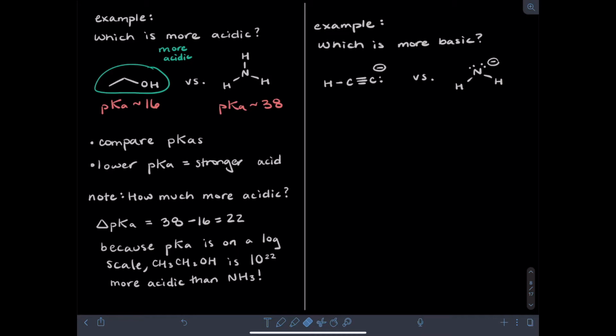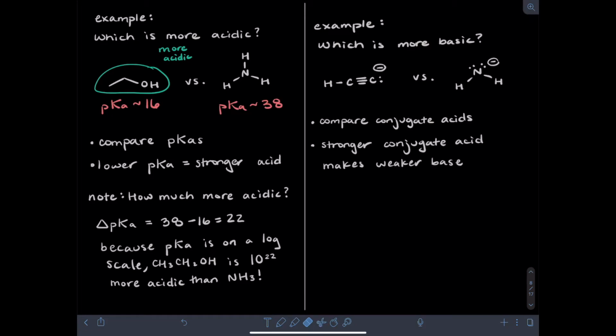We can also use our relationship between acidity and base strength to figure out which molecule is more basic, this carbon with a triple bond and a lone pair compared to NH2-. What we would want to do in this case is figure out the conjugate acid of both of these molecules, then look up the pKa of each acid. Whichever one is the stronger conjugate acid with the lower pKa is going to form the weaker base.